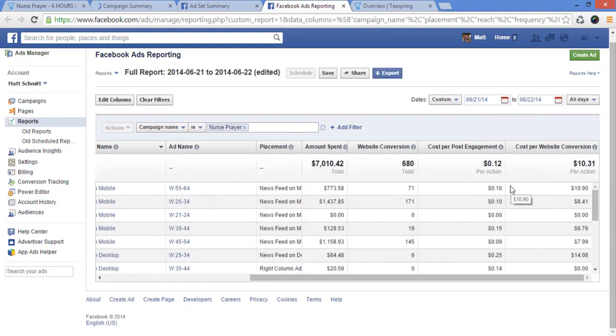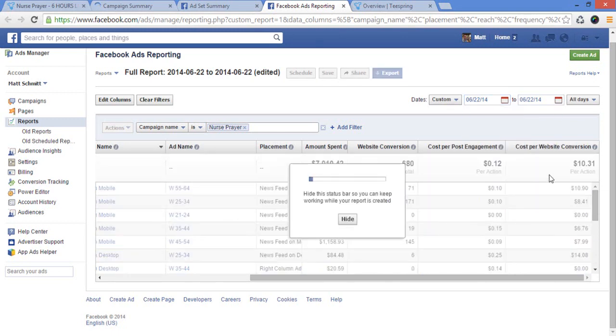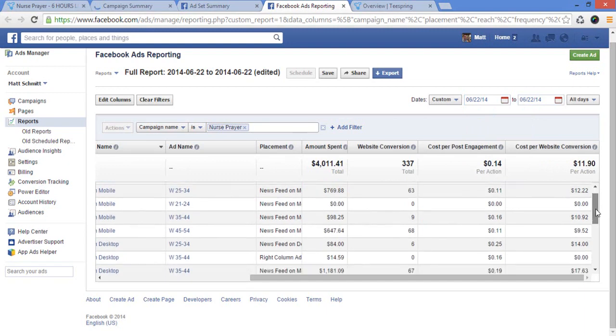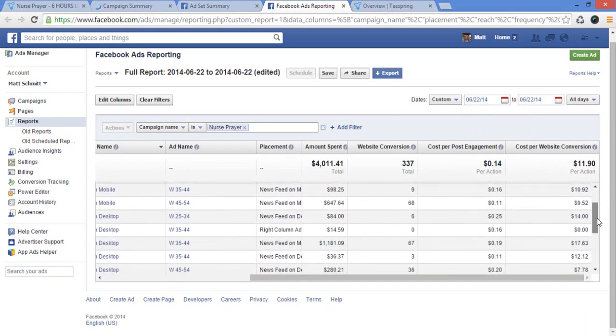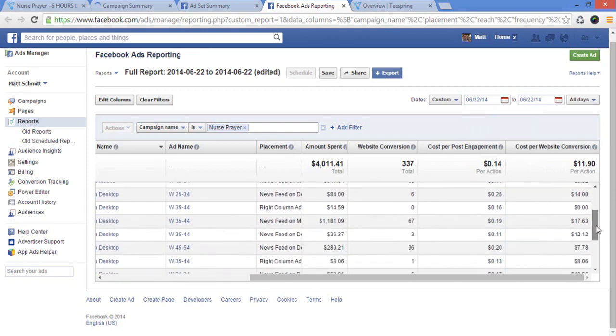So there I scaled very hard, right? Let's make sure that I am looking at just one day. So there I scaled very hard. And you can start to see that my cost per action has gone up.